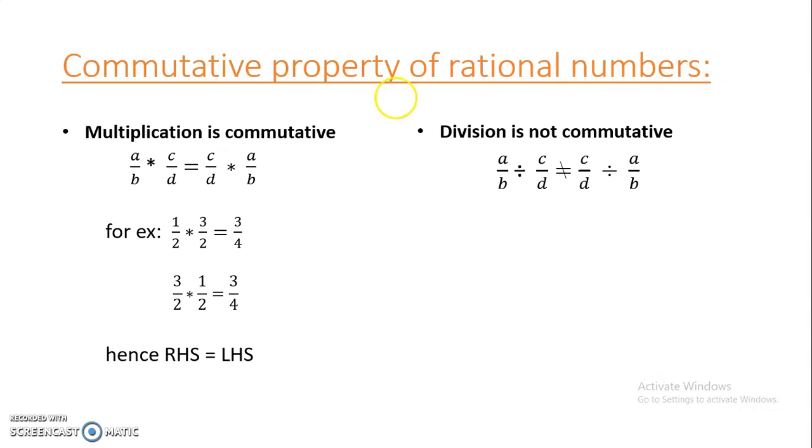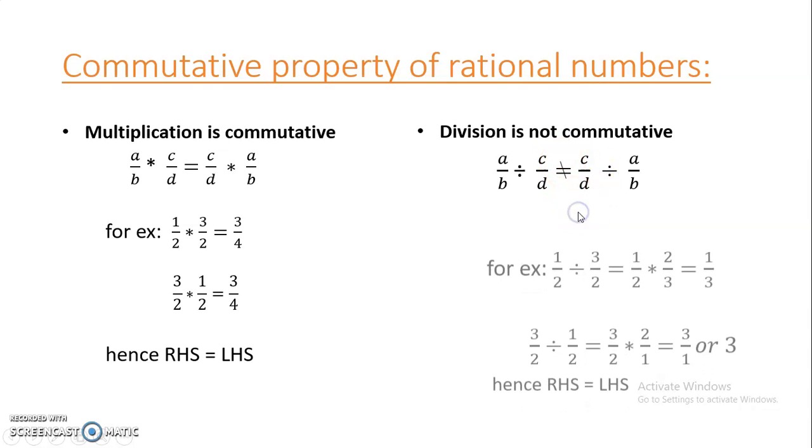On the other hand, when we take division, division is not commutative. How? When we change the order of division, here we were dividing a by b with c by d, which are rational numbers, and now we are changing the order. We are dividing c by d with a by b, so the results change. Okay, let's see an example.